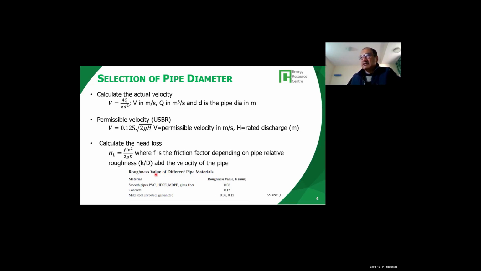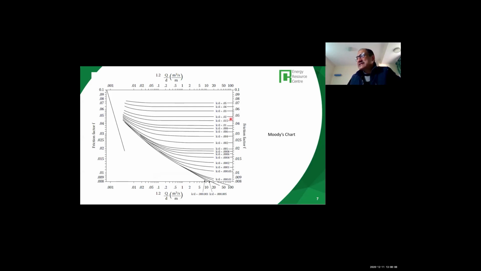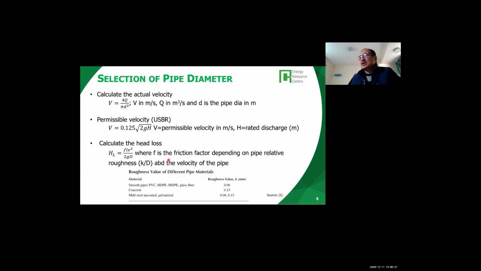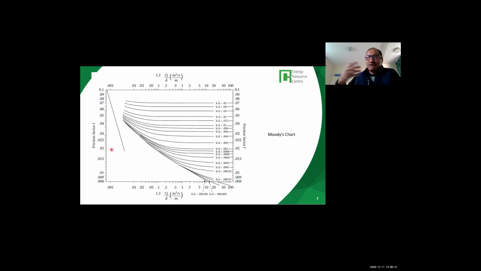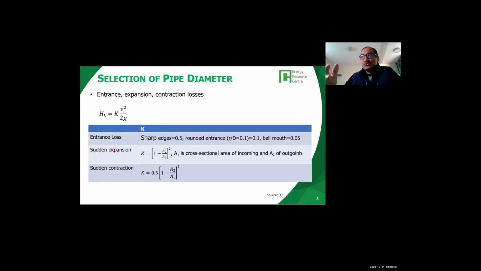And how do you calculate this f? There is the Moody chart, a nomogram we use to calculate the friction factor. Once you know Q and D, and once you know k by D, you can calculate the friction factor. And based on the friction factor, you can calculate the head loss. So these are just formulas I want to give to you.